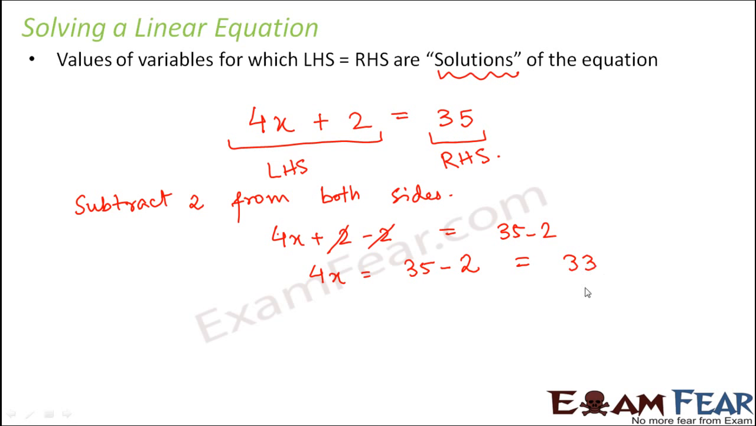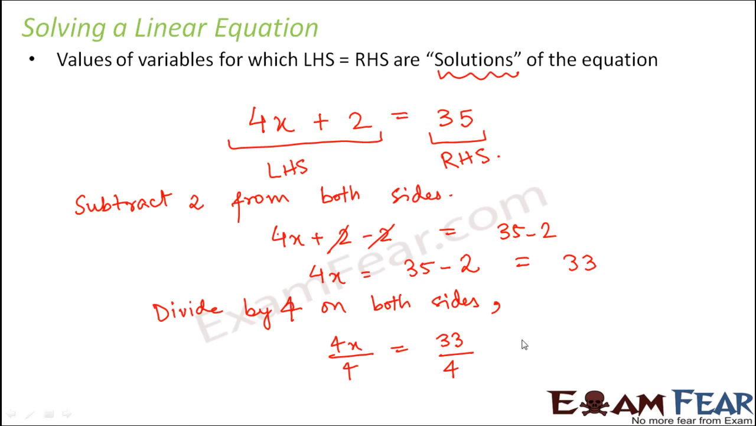So we got the value of 4x, but we want the value of x. For that, what we can do is divide by 4 on both sides. Again, when we are dividing on both sides, the equality is maintained. So 4x by 4 is equal to 33 by 4. Therefore, x is equal to 33 by 4. So we are able to find out the value of x for which this equation holds true. So x is equal to 33 by 4 is the solution for this linear equation. This is how we found out the value of x.